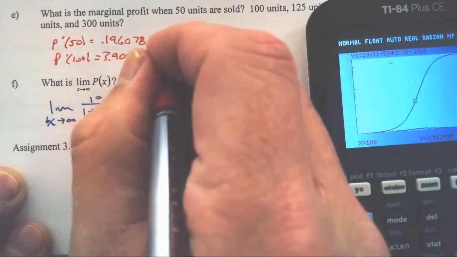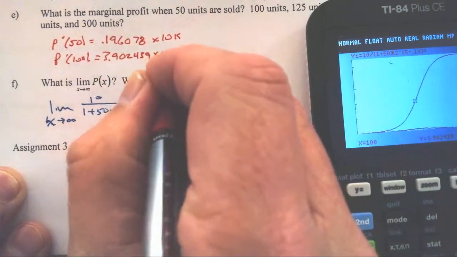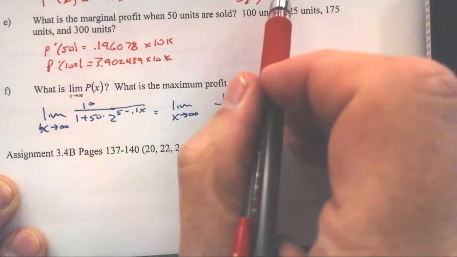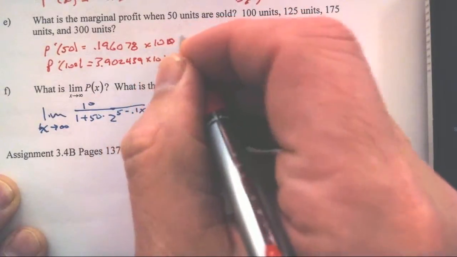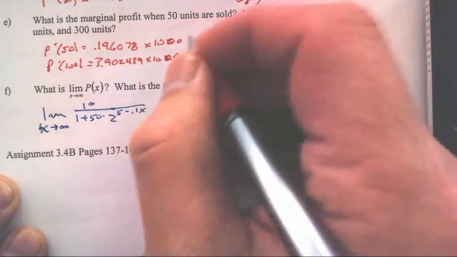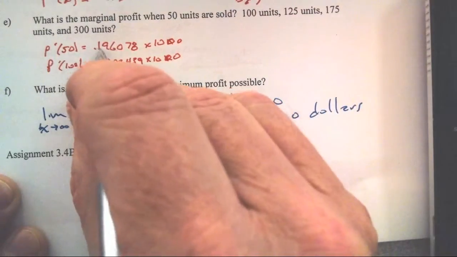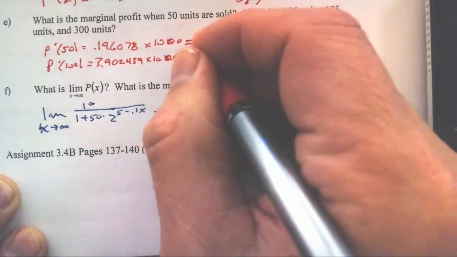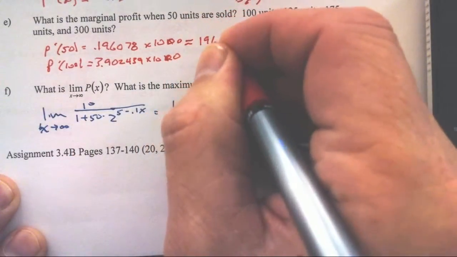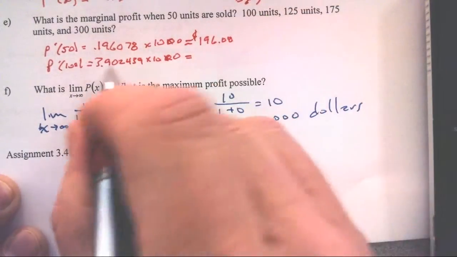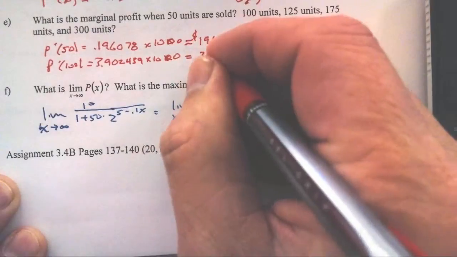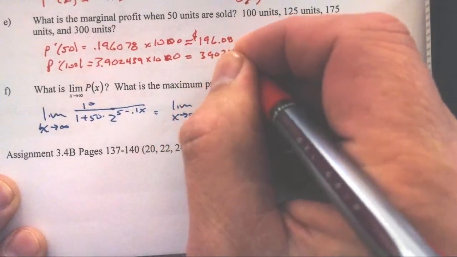But that is times 1,000. Sorry, just times 1,000. And I get 3 decimal places moving. 1, 2, 3. I get approximately $196.08, times 3 decimal places, $3,902.44.